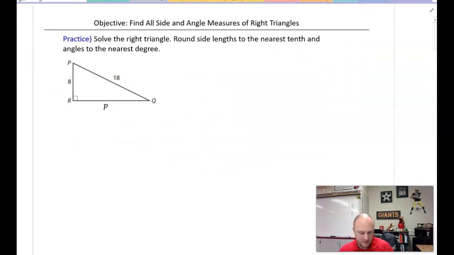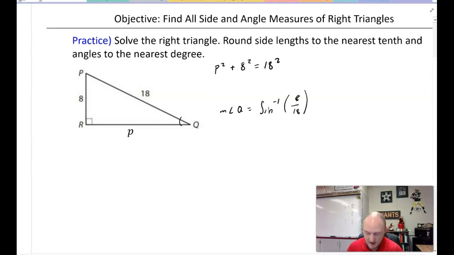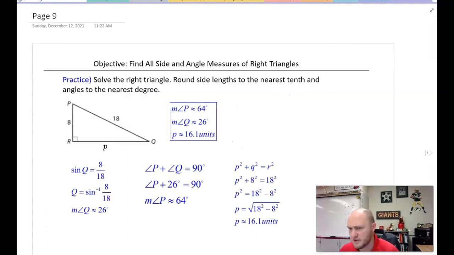All right, here is a practice problem. Please go ahead, pause this video, give this one a go. Hopefully you solved this. For side P, you're going to need to use the Pythagorean theorem: P squared plus 8 squared is equal to 18 squared. To solve for angle Q, that is given opposite and hypotenuse, so you're going to have sine, so sine inverse of 8 over 18. And for the measurement of angle P, I would just take 90 and subtract whatever Q is. So that's your general approach. Here is the solution.